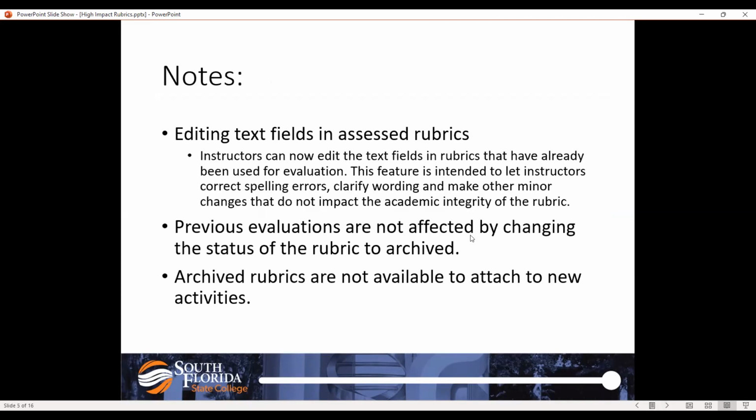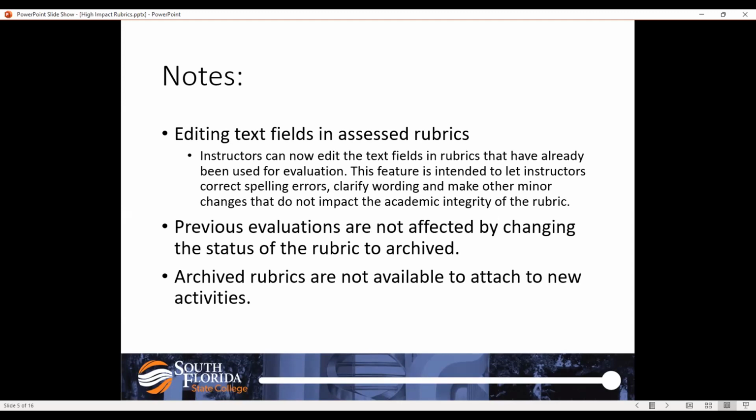Okay, so some notes. With our newest update, we can edit the text fields in assessed rubrics. That means if you made a spelling error or you just wanted to do a different wording, you can actually go into assessed rubrics and change just the text fields. You can't make any structural change, but you can clarify or fix a spelling error or something like that.